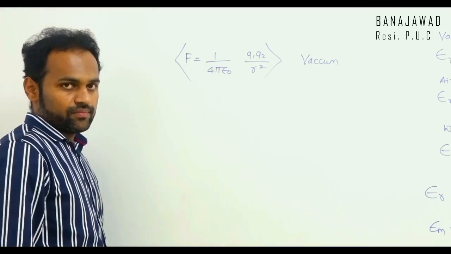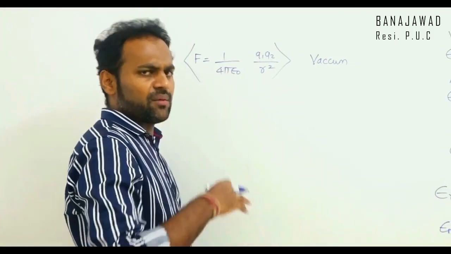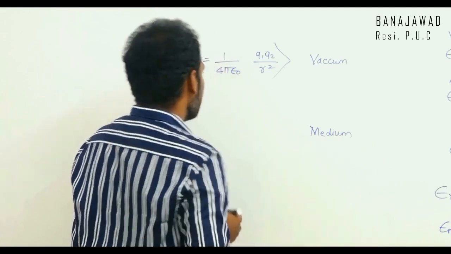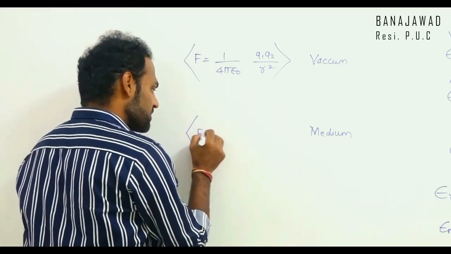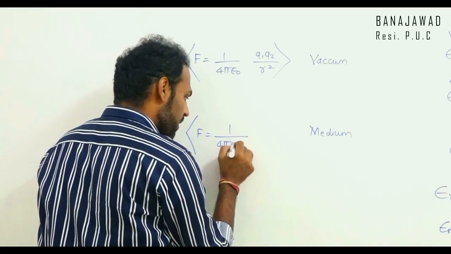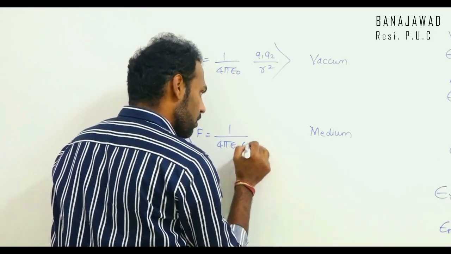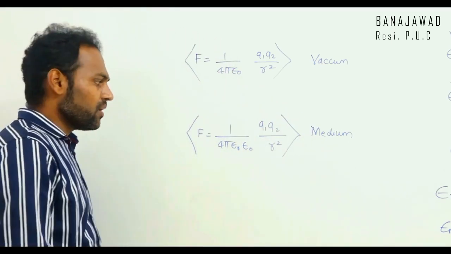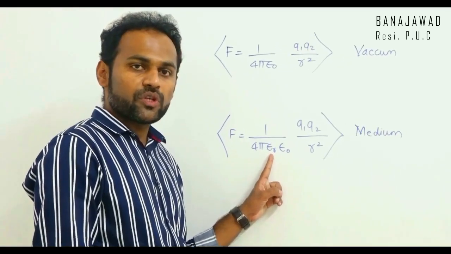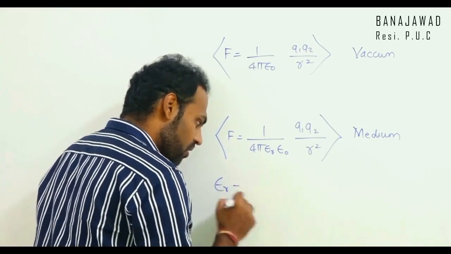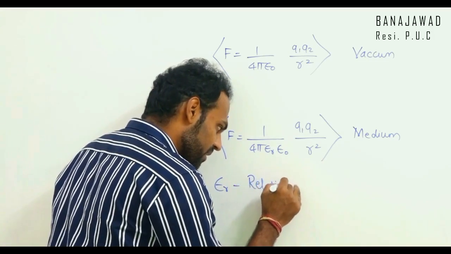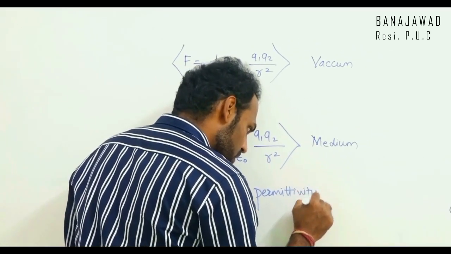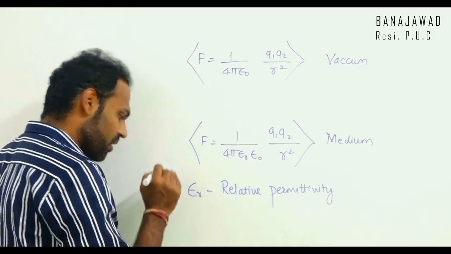If the same two charges are separated by the same distance in some other medium, not vacuum now, then the force between the two point charges is given by 1 by 4 pi epsilon r into epsilon naught, Q1 into Q2 divided by R square. Here we have introduced one more term, epsilon r. Epsilon r is called relative permittivity, sometimes also represented by K, either K or epsilon r.